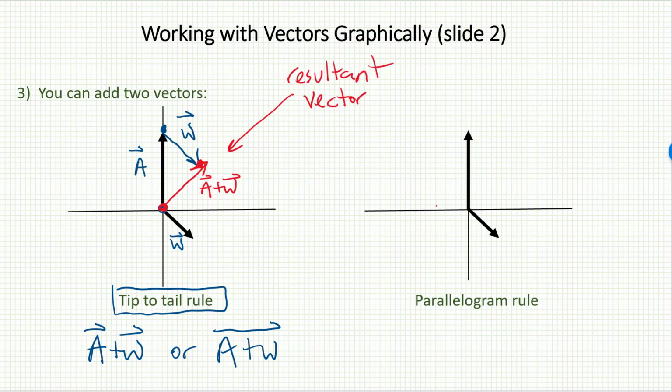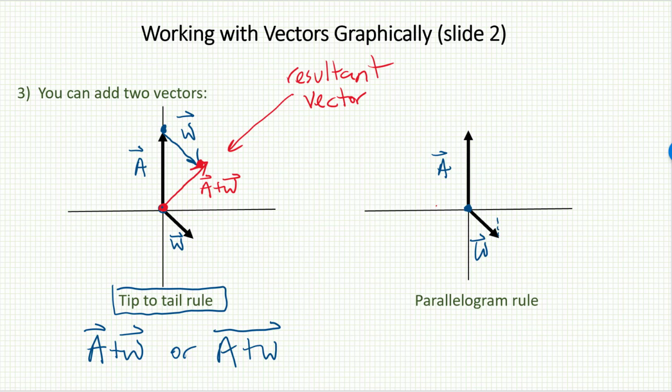The other way that you can think of adding two vectors together is called the parallelogram rule. We're going to end up with the same answer. It's just a different way of thinking about it. In the parallelogram rule, you do not line up the vectors one after the other. You start both vectors at the same place, just like they're already shown. Now, notice that the two arrows here, if you think geometrically, form two sides of a parallelogram.